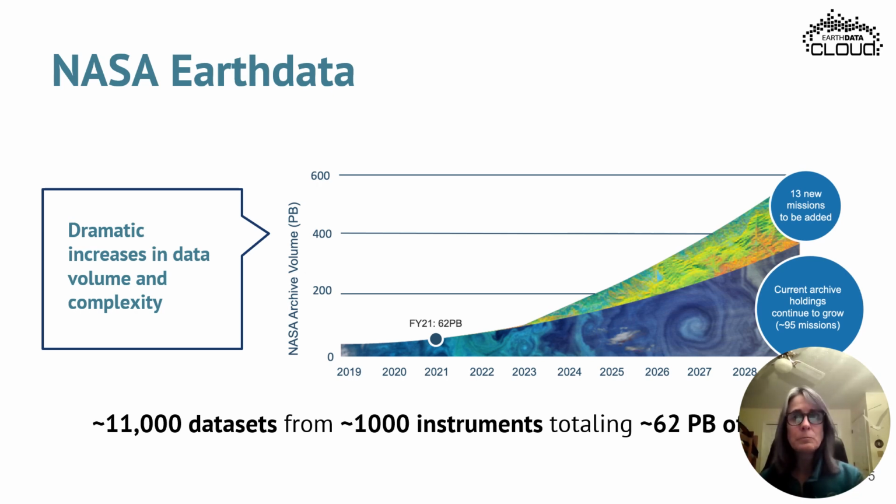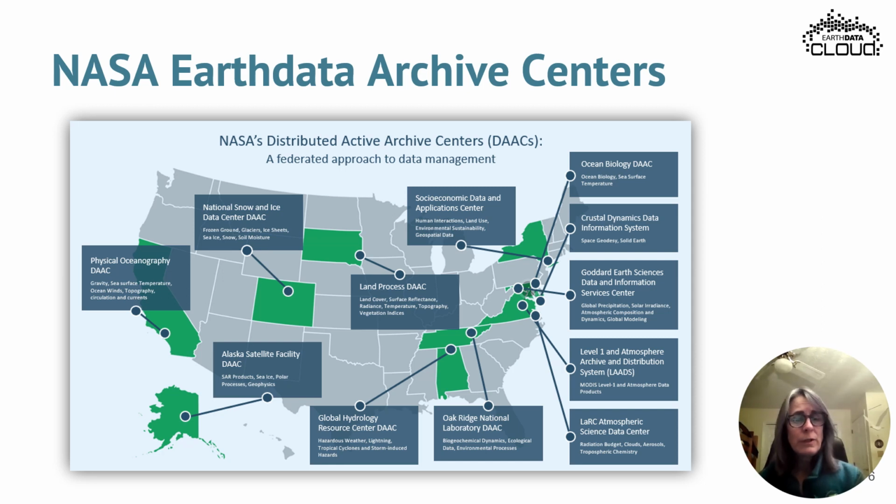storage system. So just a little bit of background, the NASA Earth Data Archive Centers are pictured here. There are 12 of them spread throughout the United States. I work at the Oak Ridge National Laboratory DAAC. Our focus is on biogeochemical dynamics and ecological data. That's the data that we get.